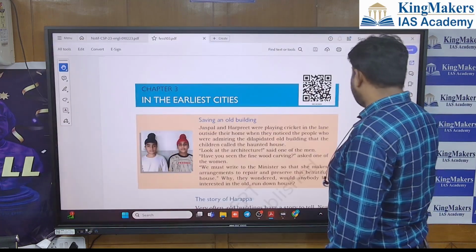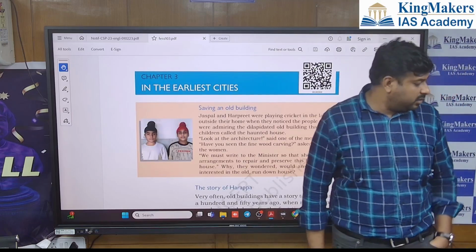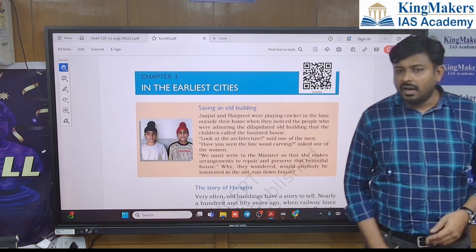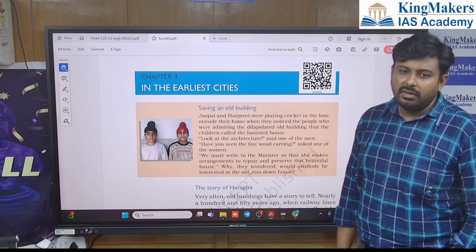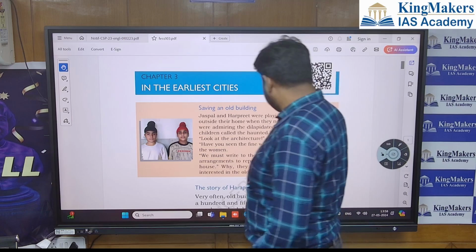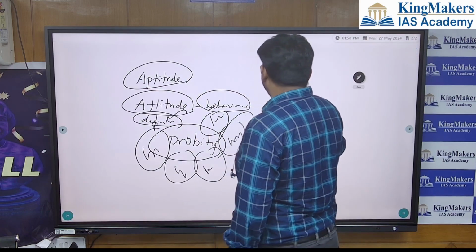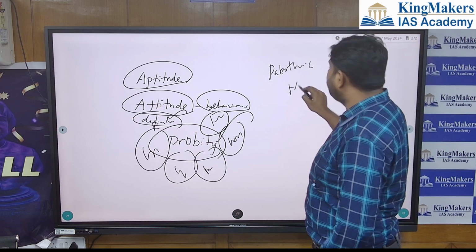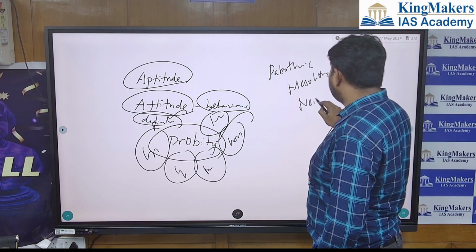Okay, so next we'll discuss this chapter from history. We are in the history NCERT, third chapter of Class Six, Our Past One. This chapter talks about the earliest cities. In the last class we discussed the Stone Age, na? We discussed the Paleolithic, Mesolithic. You remember what happened in Paleolithic, then what happened in Mesolithic, and finally Neolithic.